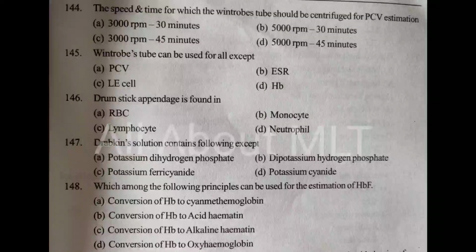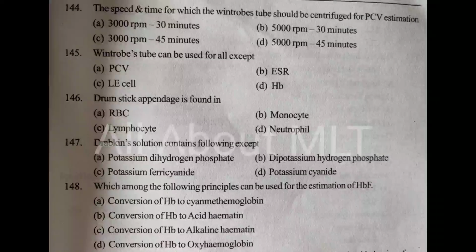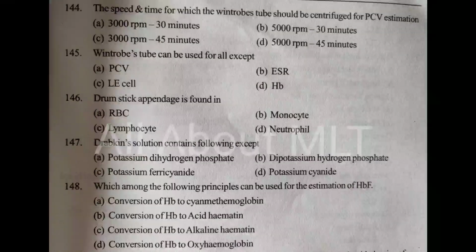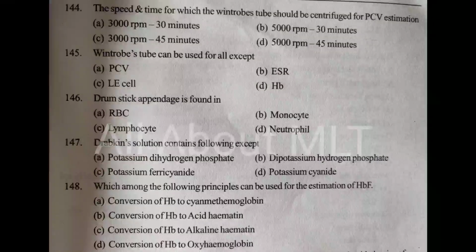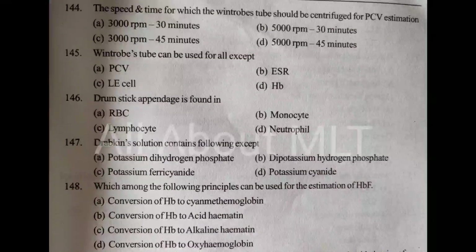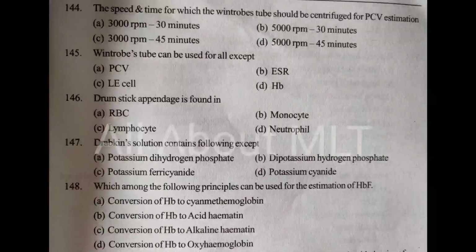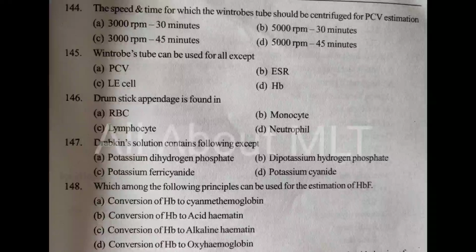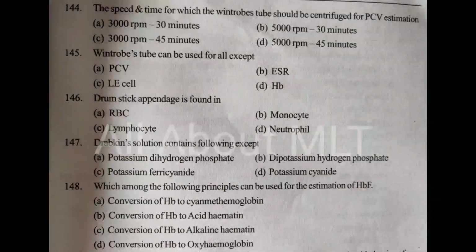Wintrobe's tube can be used for all except option A PCV, option B ESR, option C LE cell, option D HB. And the answer is option D HB. Drumstick appendage is found in option A RBC, option B monocyte, option C lymphocyte, option D neutrophil. And the answer is option D neutrophil. Drabkin solution contains following except option A potassium dihydrogen phosphate, option B dipotassium hydrogen phosphate, option C potassium ferricyanide, option D potassium cyanide. And the answer is option B dipotassium hydrogen phosphate.